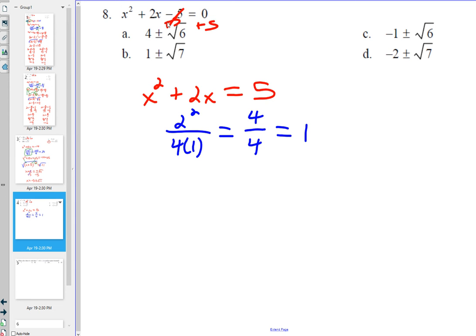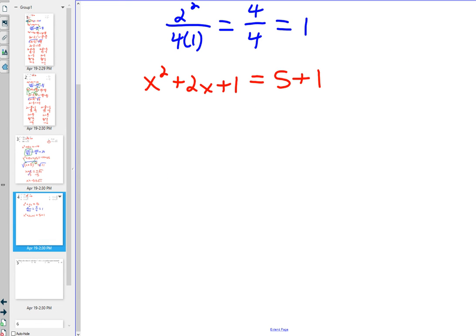So you get that 1 and you write it on the left, and you write it on the right. On the left side, you're guaranteed a perfect square trinomial. What sign is going to go in the middle? Plus. X times x is x squared. 1 times 1 is 1. 5 plus 1 is 6.